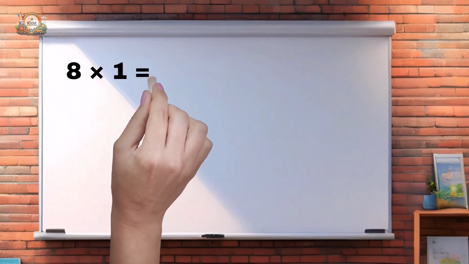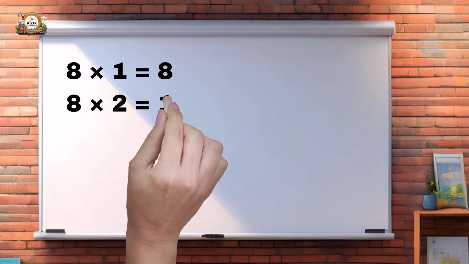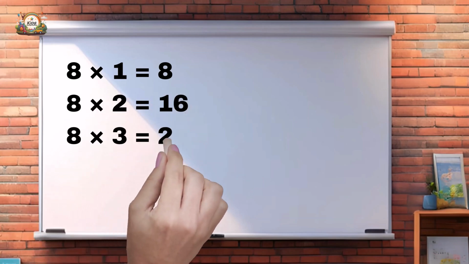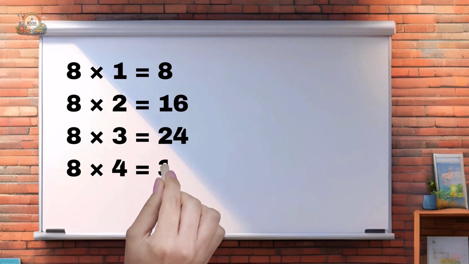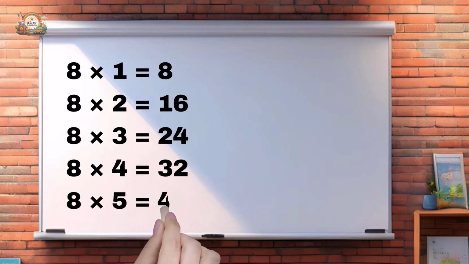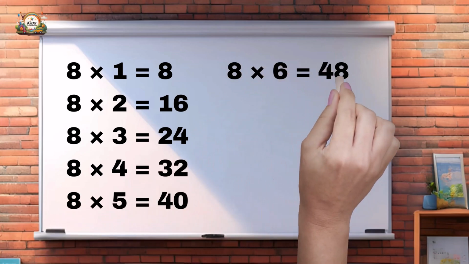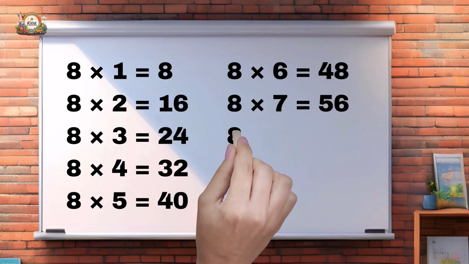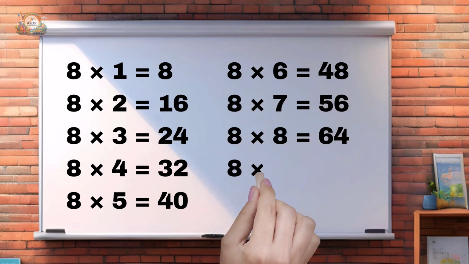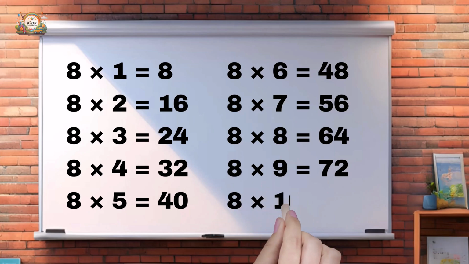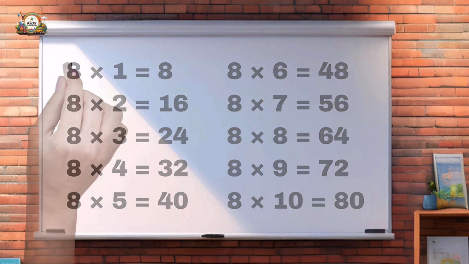8 ones are 8, 8 twos are 16, 8 threes are 24, 8 fours are 32, 8 fives are 40. 8 sixes are 48, 8 sevens are 56, 8 eights are 64, 8 nines are 72, 8 tens are 80.